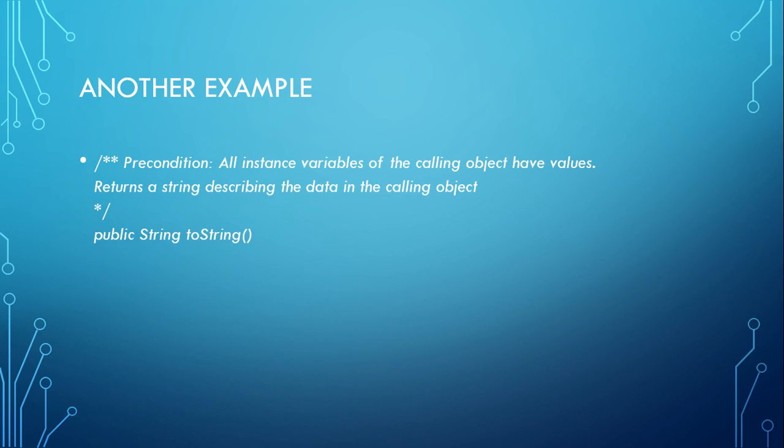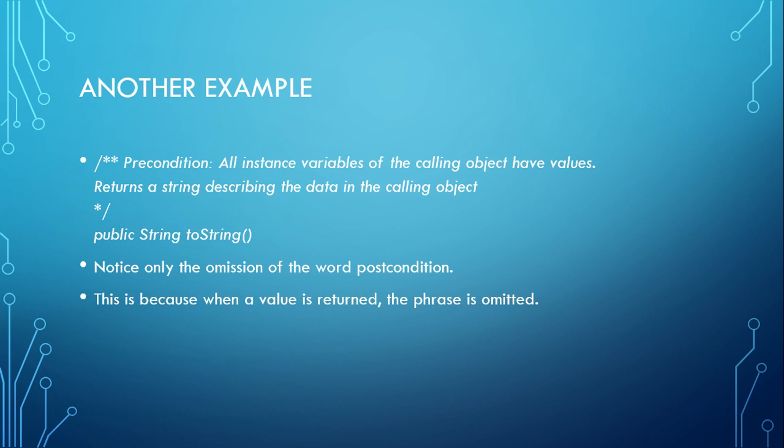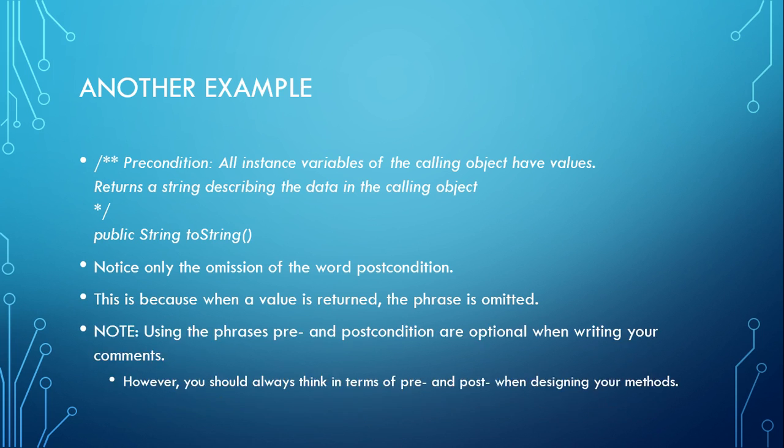And here's another example. Now you'll notice this one's slightly different. Precondition: all instance variables of the calling object have values. Okay, so that's the same, so day, month, year. Returns a string describing the data in the calling object. Public String toString. You'll notice the biggest change is the omission of the word postcondition. We have a precondition, but we don't have the word postcondition. This is because when a value is returned, the phrase is typically omitted. So if you're returning a value, typically it's not in there.